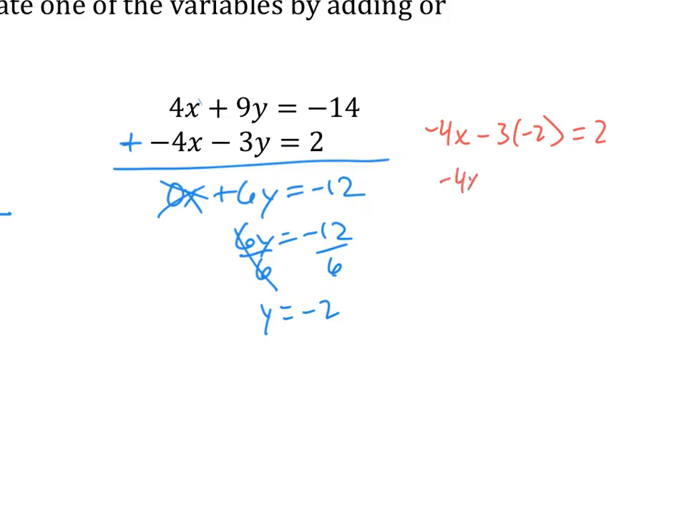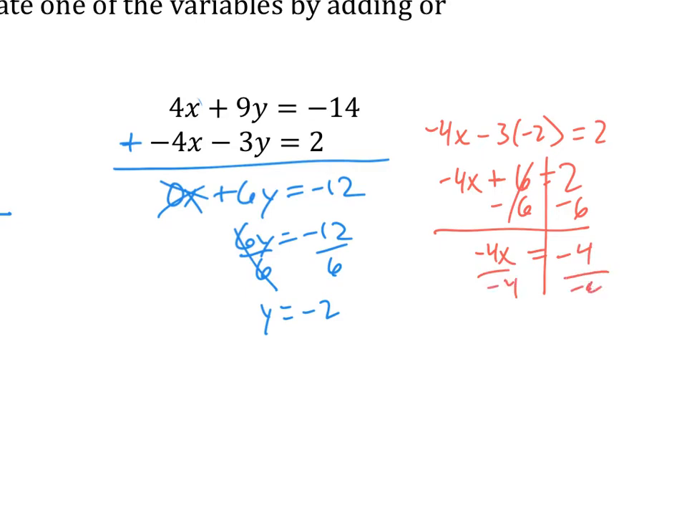Negative 3 times negative 2 is 6. So negative 4x plus 6 equals 2. Now we just solve for x by doing inverse operations. So we'll subtract 6 on both sides. We get negative 4x equals negative 4, and then we divide by negative 4 on both sides. We'll end up with x is equal to a positive 1.